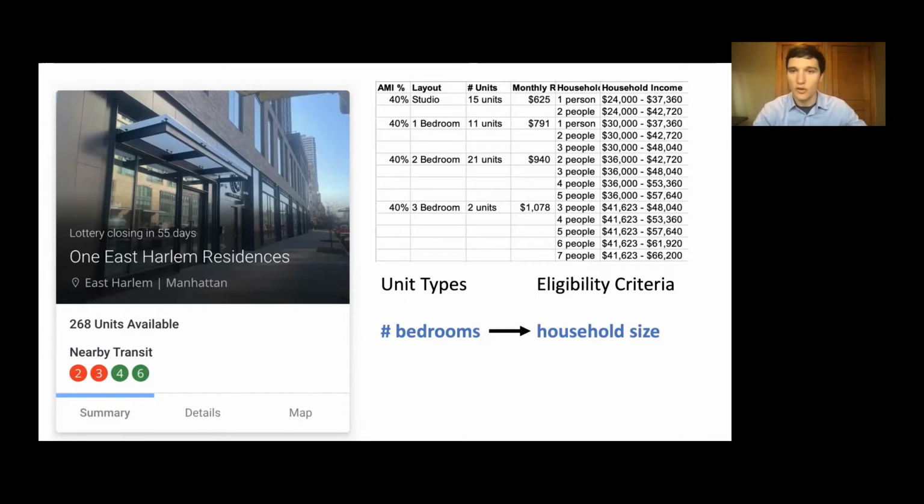You have to receive a 2 or 3 bedroom apartment. The second component of eligibility is your income. And actually different units are targeted towards different incomes. So these ones shown here are all targeted towards people making 40% of the area median income. That's what AMI stands for.